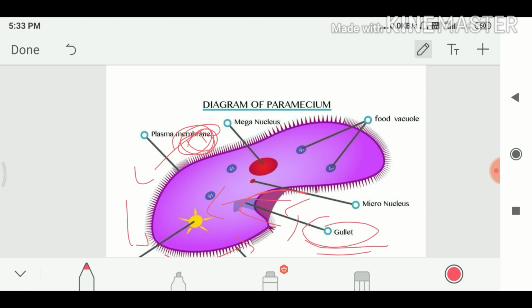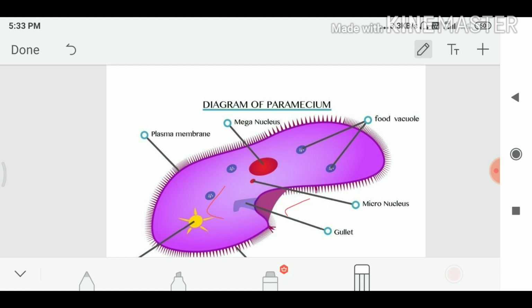Like in us, there is a mouth for the ingestion of food particles, in the same way in paramecium there is a gullet for the ingestion of food particles. Right? So, the first step is done, that is the ingestion. What I told you is that the paramecium moves its cilia and passes food particles towards the cavity, that is the gullet.